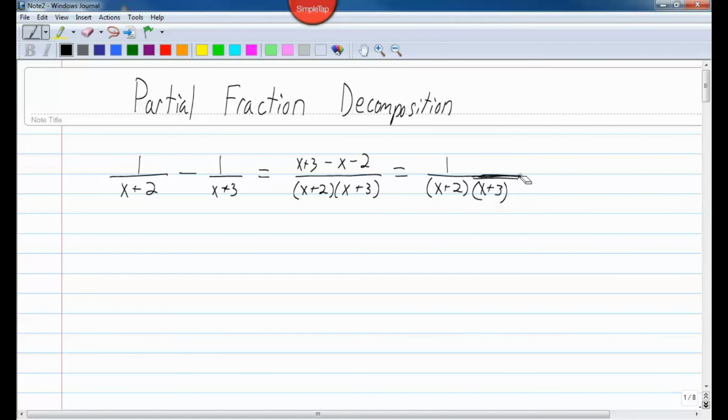Alright, and so you would learn that your answer was 1 over x plus 2 times x plus 3. Now that's just all algebra. I haven't really done anything there. I've just combined two terms. And I'm going to go even further. What would that be equal to? 1 over x squared plus 3x plus 2x, so that's plus 5x plus 6.